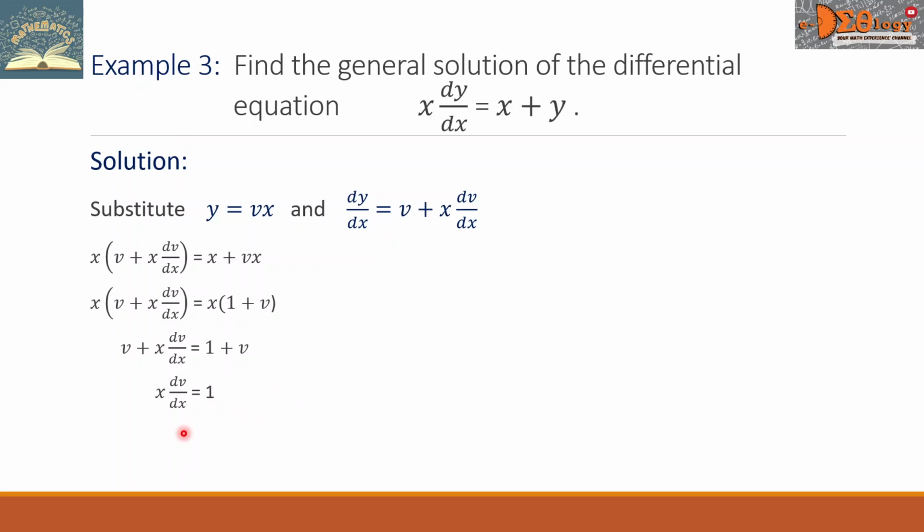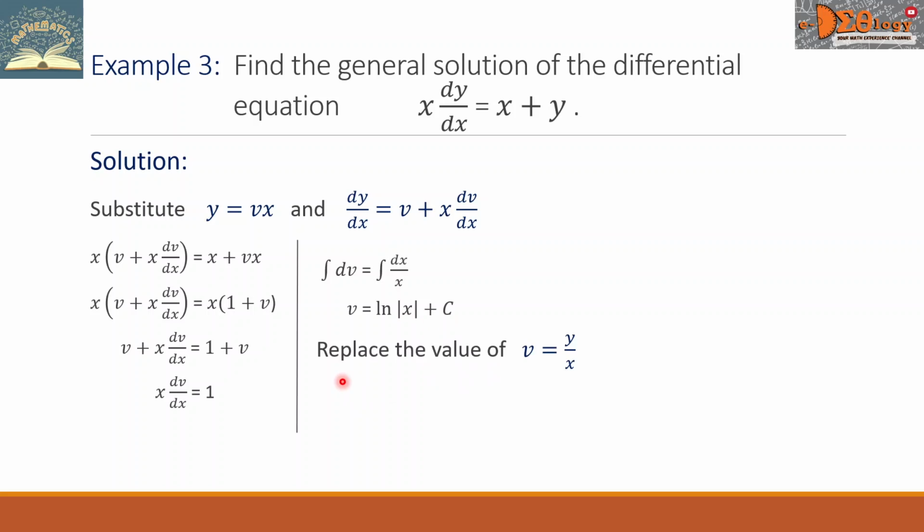At this point, we can do separation of variables. We do cross multiplication and we have this new equation, dv equals dx over x, where we will apply integration to both sides. The left side is now v equals, the right side is the natural log of the absolute value of x, then plus c. Step 2 is to replace the value of v by y over x.